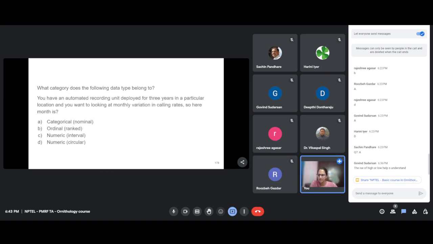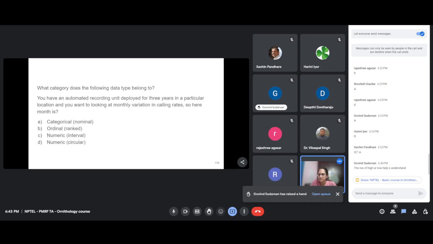Then you have this ARU data that has been deployed. Since months are circular, right? So I've deployed this for 3 years, let's say from one time point to exactly 3 years. So I'm having 36 months, and months are circular. You will have 3 Januaries, 3 Februaries, etc. So it's probably not numeric, but I guess categorical circular because it repeats itself.